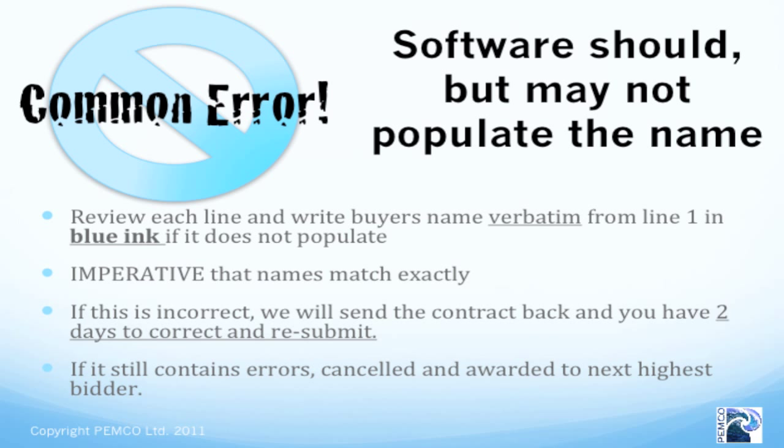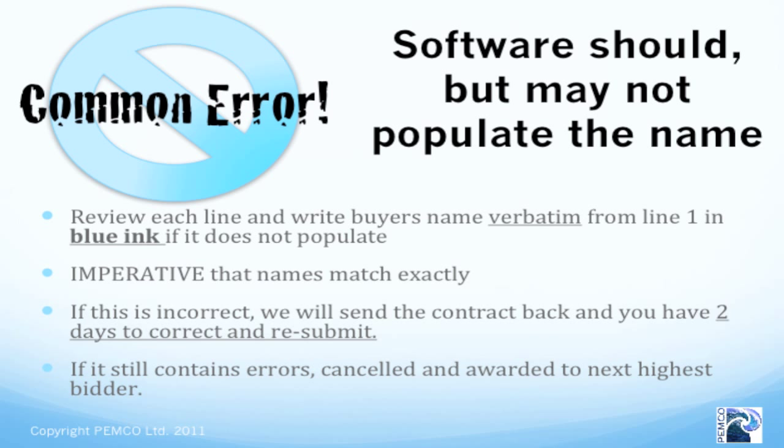Our contracts department has discovered that the HUDhomestore.com software currently has a slight glitch that results in line 2 being left blank after printing. If you're not reviewing the contract lines that HUDhomestore.com fills in for you, it's an easy error to miss. To avoid this error altogether, after printing of course, make sure you review every line on the page. And if line 2 is in fact found to be blank, please just write your buyer's name verbatim from line 1. In blue ink, always in blue ink.